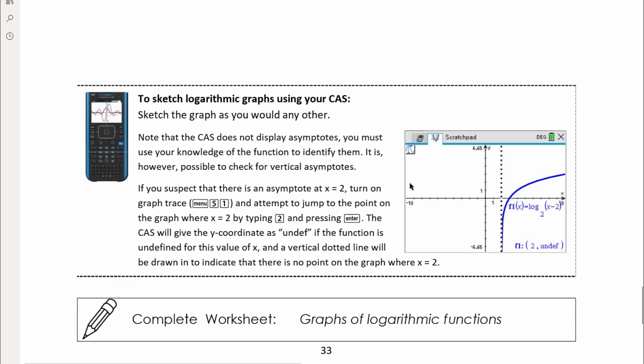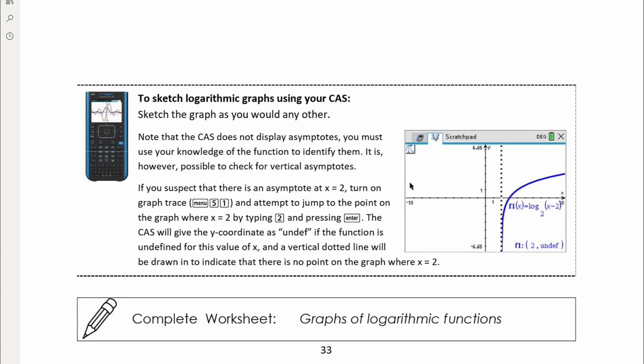Okay, sketching log graphs with your CAS is exactly the same as sketching any other graph with your CAS, remembering, however, that your CAS does not display asymptotes. So if you think that there is an asymptote at a certain point, what I would suggest when it's a vertical asymptote is to use graph trace. So menu 5.1 to select graph trace. That will then put a cursor on your graph. If you think there is an asymptote when x equals 2, as there is in this example, once you're in trace mode, you simply type the number 2. You don't need to click anywhere. Once you're in trace mode, just press the number 2 on the keypad, and up on the screen it will automatically appear with x equals 2.